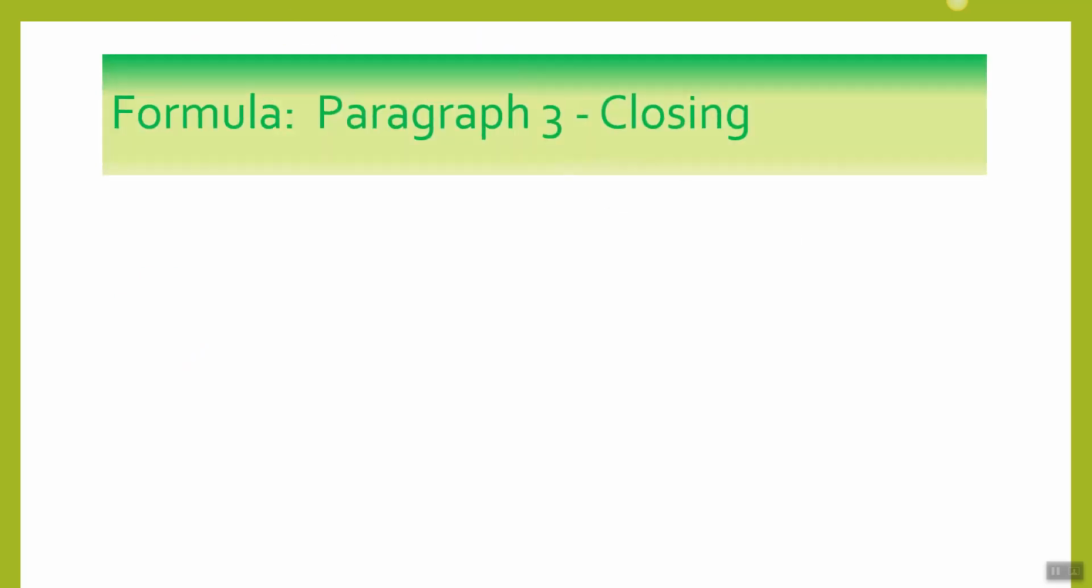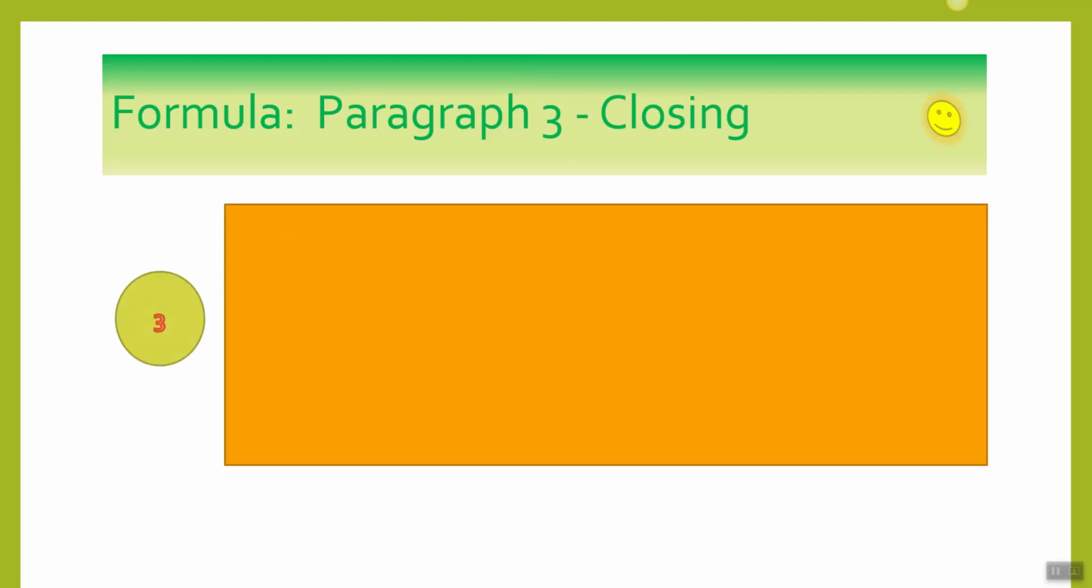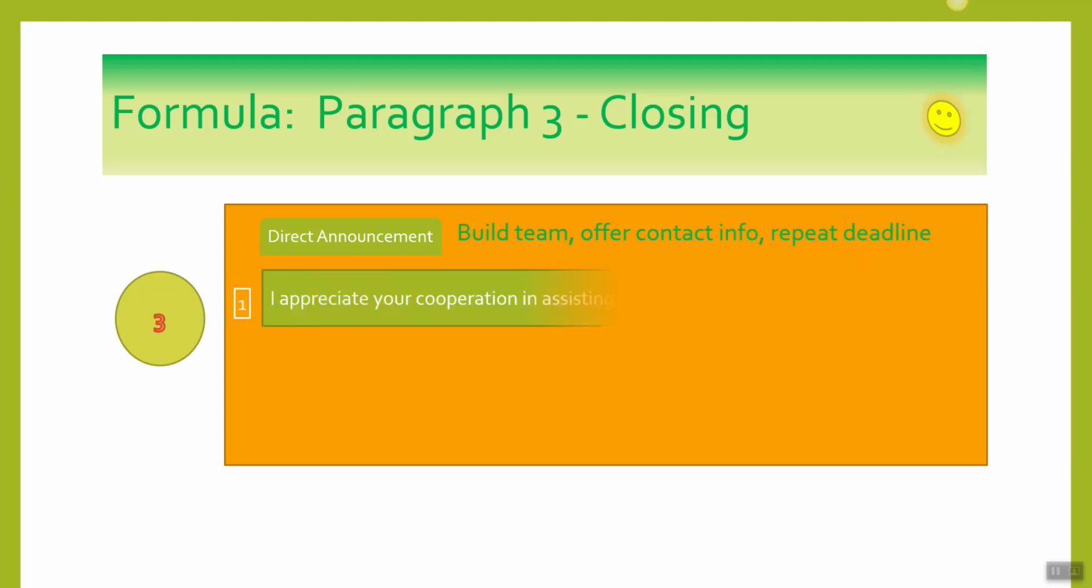Now for the closing. Your third paragraph is always your closing, and it has 3 sentences too. And those sentences all have a specific role. You want to first build your team. You want to offer your contact information, and you want to repeat your deadline. So how do you build your team? Well, you want to say things like, I appreciate your cooperation in assisting us with this new process.